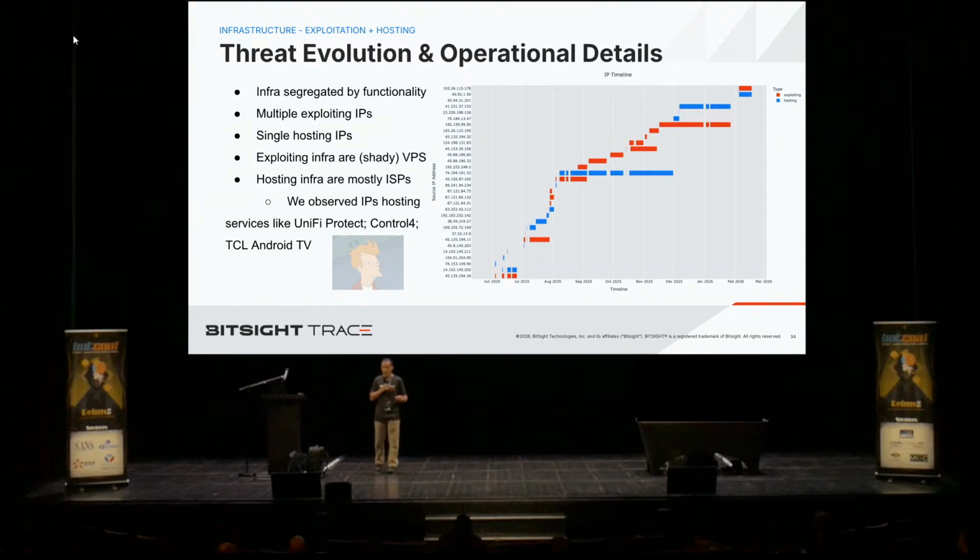The hosting infrastructure, however, is far more interesting because they were mostly residential IPs. And we were kind of suspicious. So we looked at our historical scanning data for some of those IPs, and what we found was that some of them were hosting things that you shouldn't be exposing on the internet. For example, we saw one that had UniFi Protect, which is a CCTV solution from Ubiquiti, one that had Control4, which is a smart home system, and one had a TCL Android TV exposed to the internet.